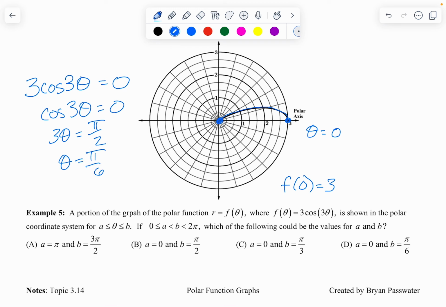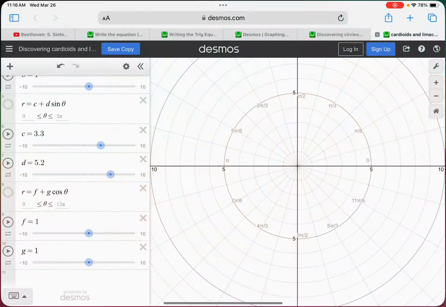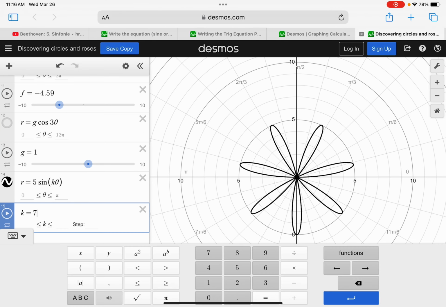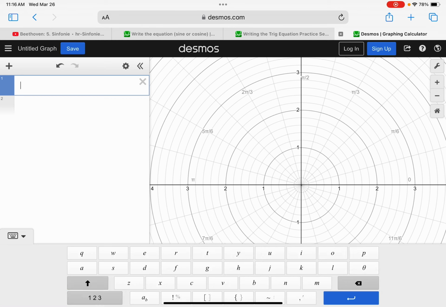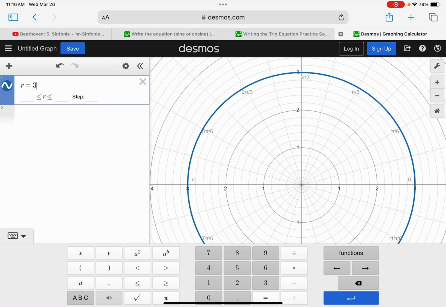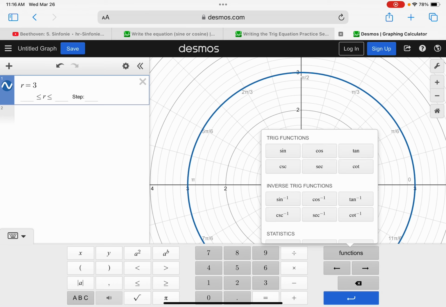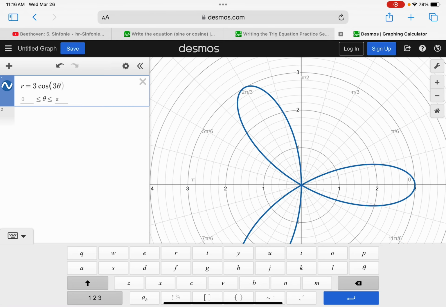So it looks to me like this is going from 0 to pi over 6. Is that an answer choice? It sure is. Now we can verify by coming back to Desmos. I think I want just the boring one. Here we go. What did we have? We had r equals 3 cosine of 3 theta. There it is.